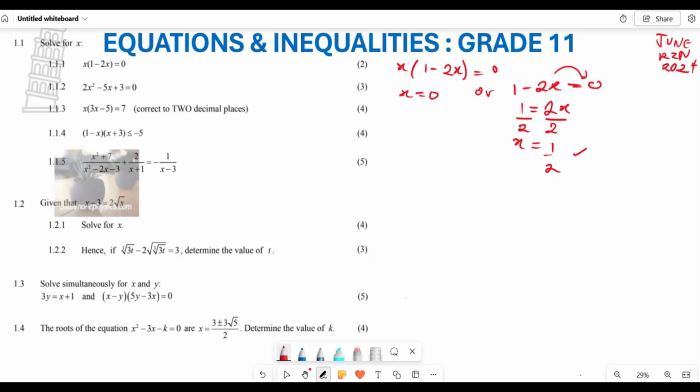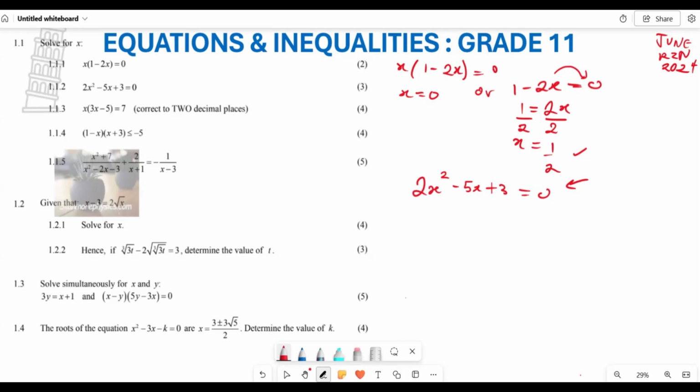Now, I want us to look at our 2.2, right? In this particular question, you are given 2x² - 5x + 3 = 0, right? So what is it that you're going to do from here? Remember, this is your quadratic equation, right?